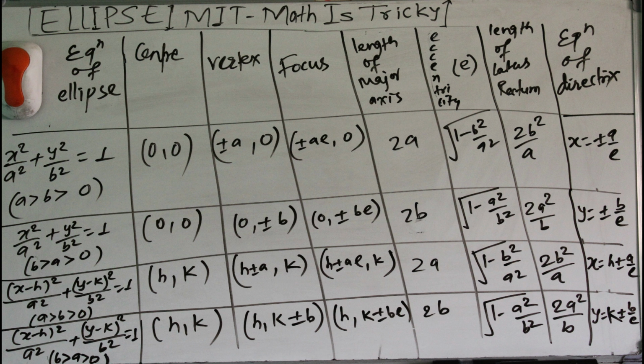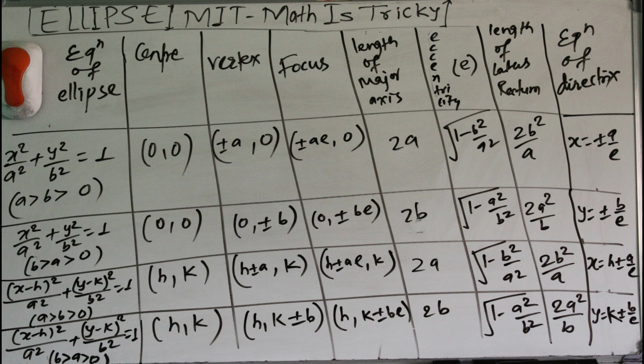Length of major axis is 2a, same as before, and eccentricity is also the same here, square root of 1 minus b square by a square. Then the length of latus rectum is also the same, 2b square by a. Just the equation of directrix should be changed here, so it will be x equals h plus minus a by e.